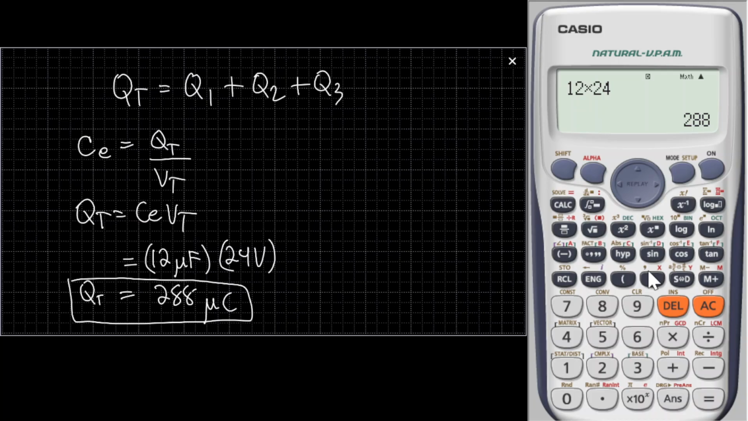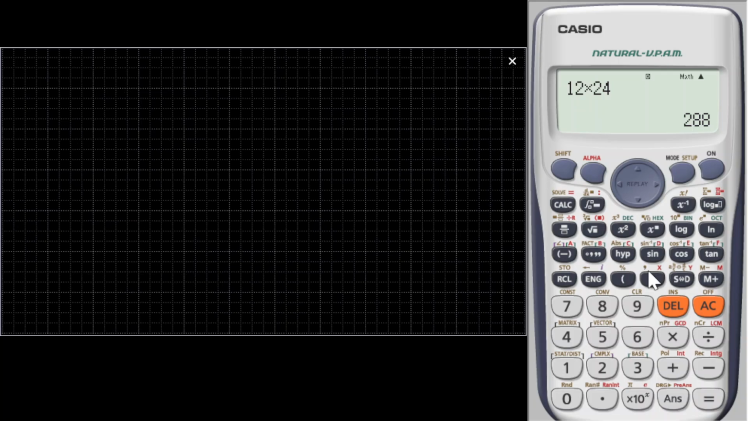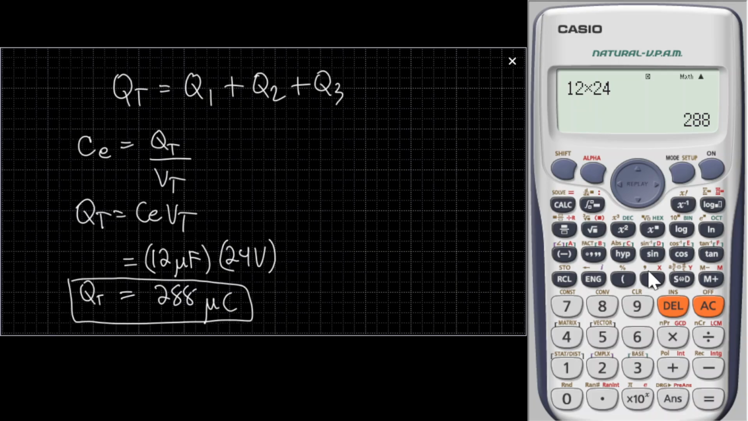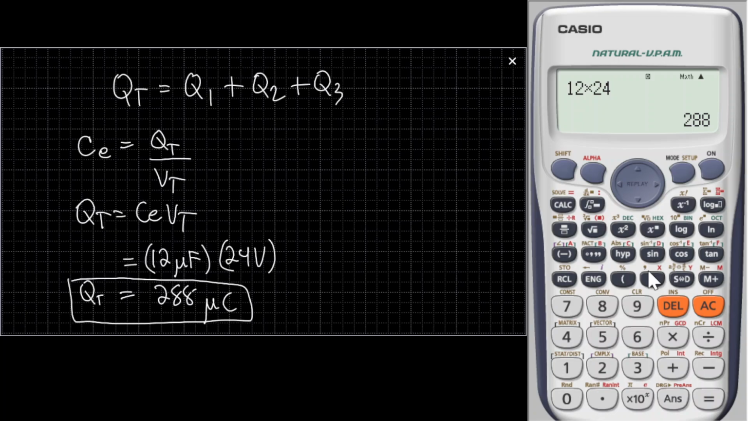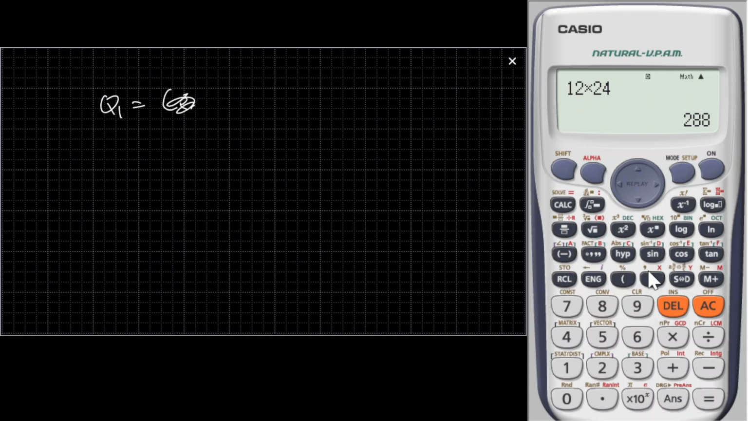Now, let's look for the individual charges. Q1, Q2, and Q3. So, Q1 is equal to CE over V1. Because remember, balikan natin yung equation. Kasi capacitance is Q over V, and you are looking for V. V is equal to Q over C. V1 is equal to Q1 over C1, right? Dapat ganyan.